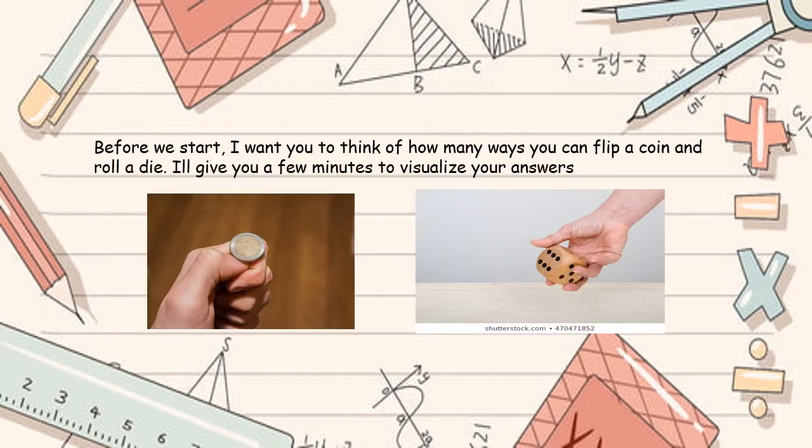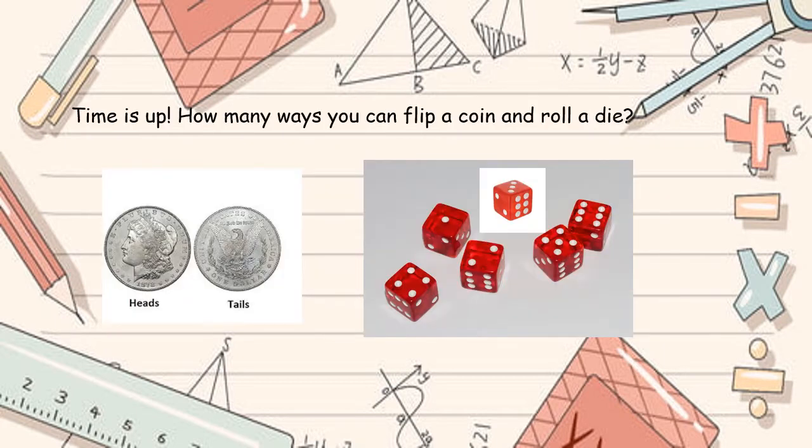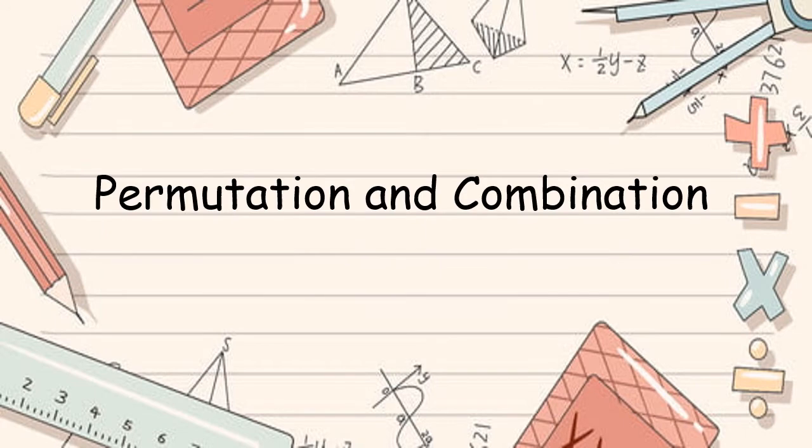Before we start, I want you to think of how many ways you can flip a coin and roll a die. I'll give you a few minutes to visualize your answers. Time is up. How many ways can you flip a coin and roll a die? That's right. There are 2 ways to flip a coin and 6 ways to roll a die. And based on the activity that you have done, any idea what the topic for today is? That's right. Our topic for today has to do with counting, and it is permutation and combination.